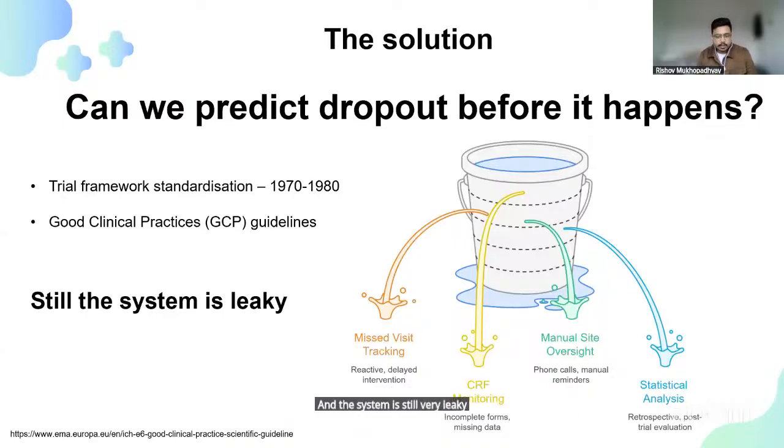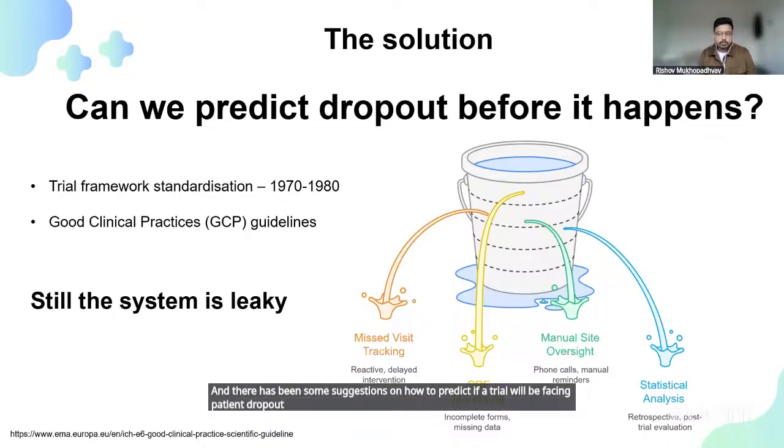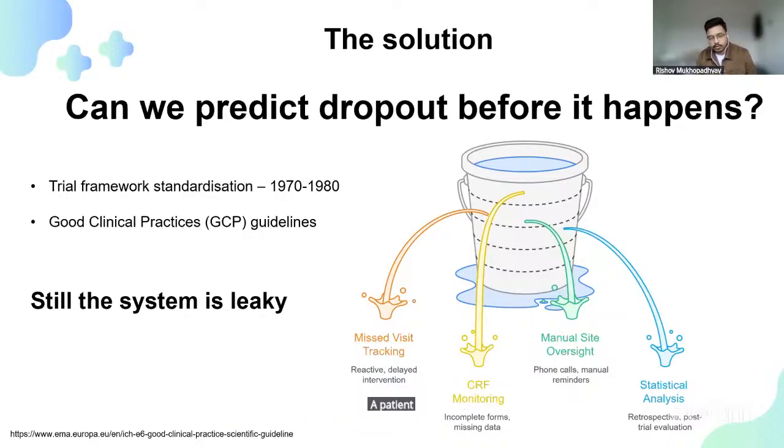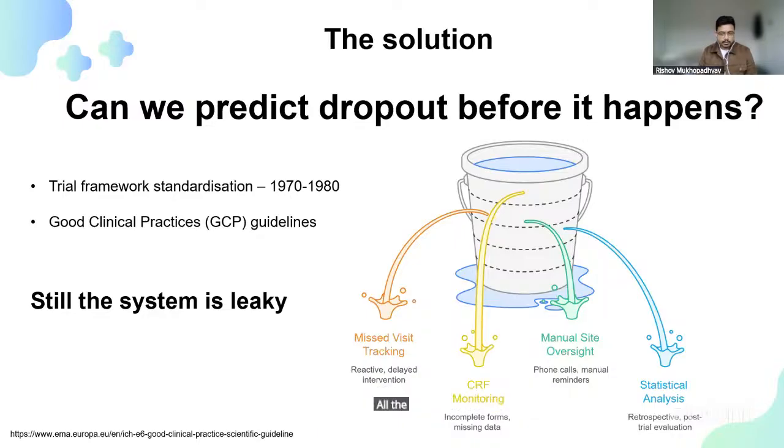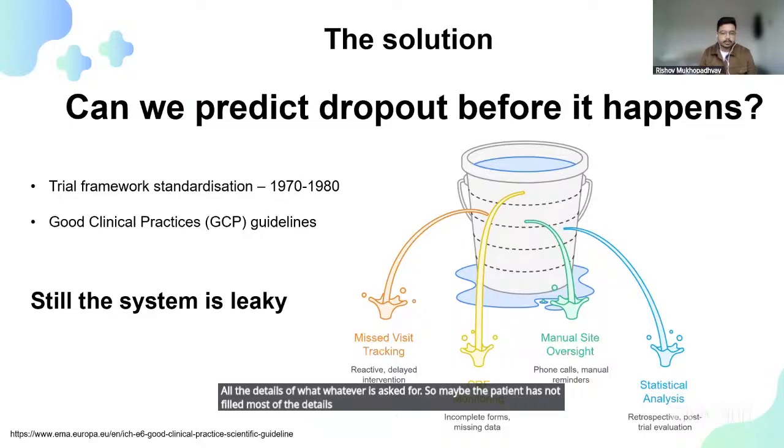And there have been some suggestions on how to predict if a trial will face patient dropout. But those factors have been very manual, like missed visit tracking. For example, a patient is not coming to the trial for 2 days. So after 2 days, we start tracking that patient, what is happening. Then clinical monitoring, let's say some incomplete forms. Before going into a trial, a patient has to fill in all the details that are asked for. So maybe the patient has not filled in most of the details. So we consider, okay, this patient is not serious, but this might not be an important factor.